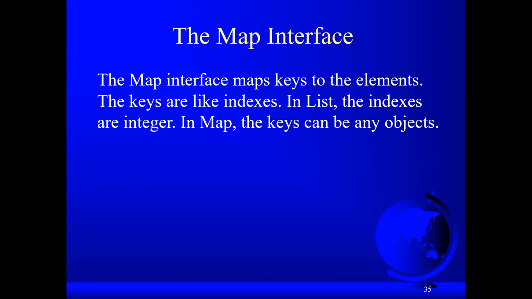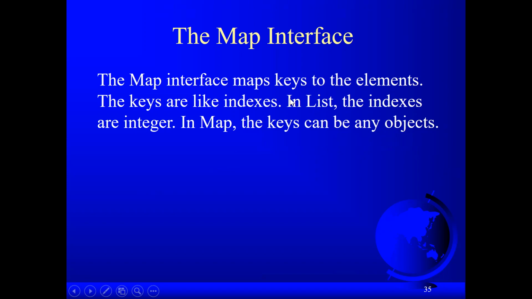So it's similar here. The key represents the unique identifier. By using the key, I can get the values. The keys are like indexes. In a list, the indexes are integers. In a map, the keys can be of any type.